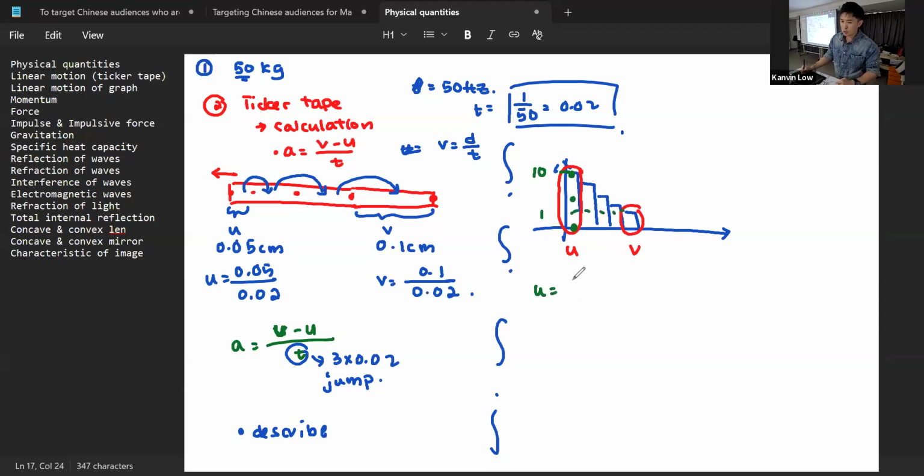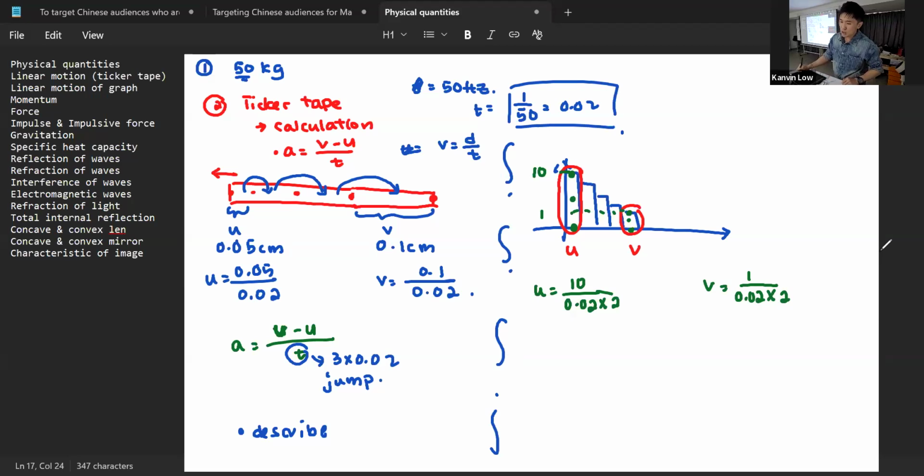So your U is equals to 10 divided by 0.02 times 2, because there are 2 gaps in between. Do you get what I mean? So for V, it's the same. If the first one is 3 dots, the last one also will be 3 dots as well. So the V will be equals to 1 cm divided by 0.02 times 2. Are you okay with that?